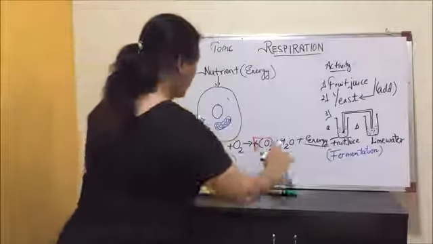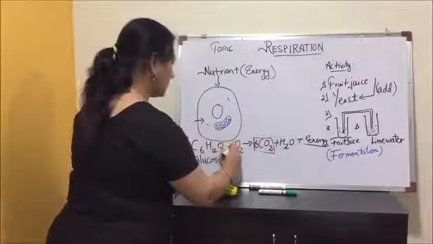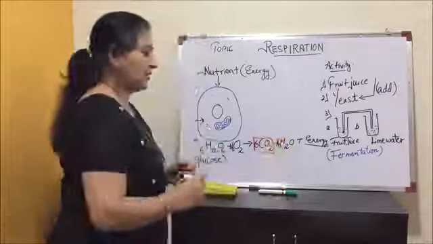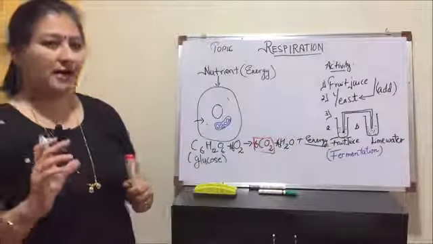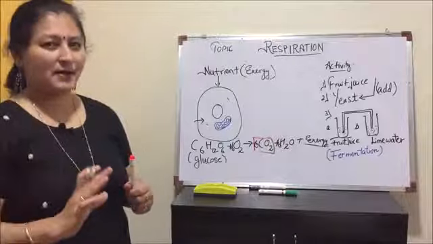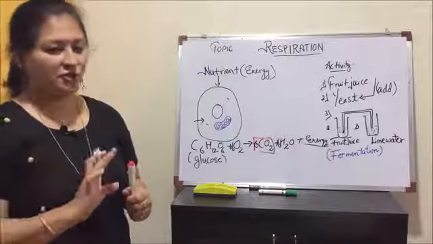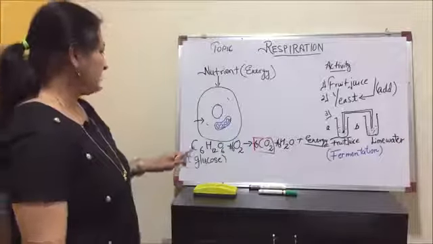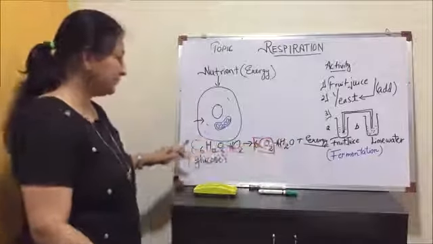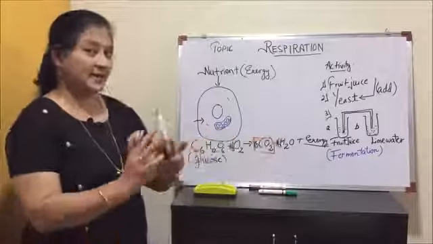Now just balance the equation. Put 6 over here and 6 over here. So the equation is balanced. Do not write an unbalanced equation. Whether it is biology or chemistry, wherever there is an equation, you need to balance it. Clear? So this is the main process in which the energy is released.